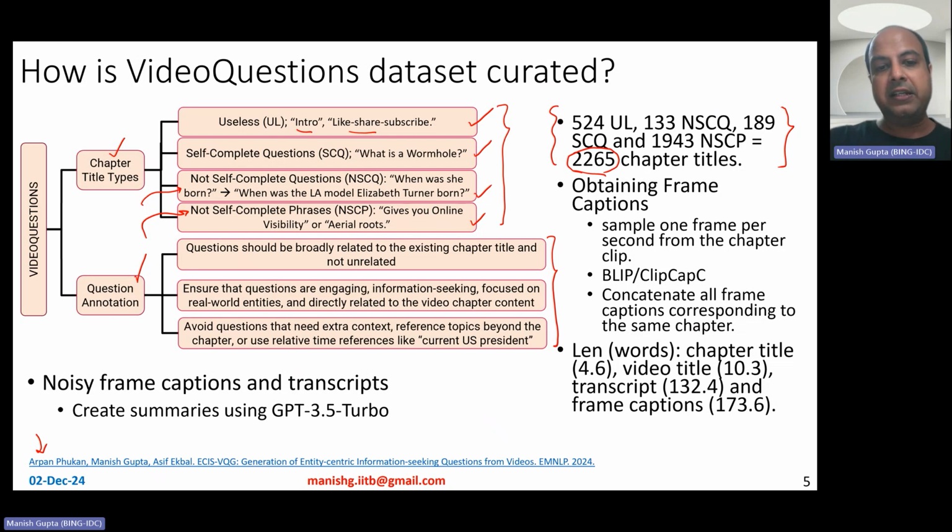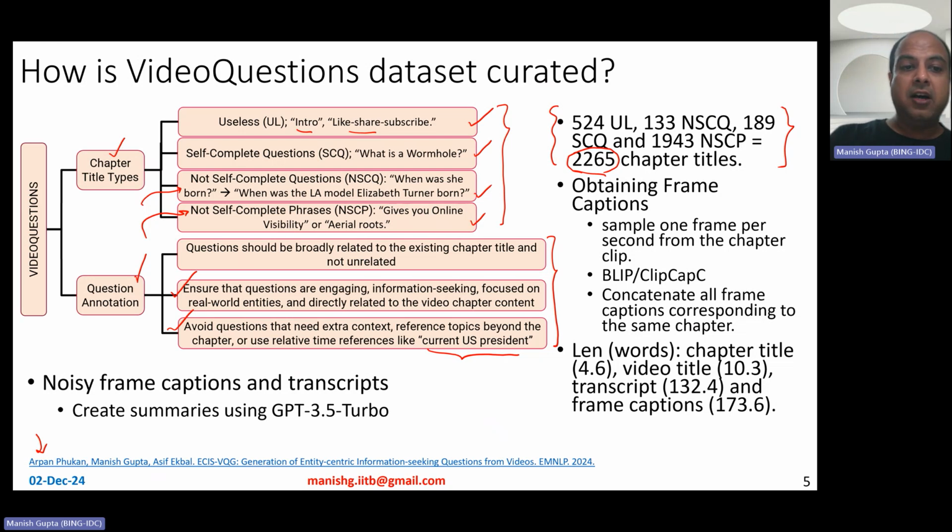Ensure that the questions are engaging, information seeking, focused on real world entities, and directly related to video chapter content. Of course, it has to be related to the content of the chapter itself, right? Avoid questions that need extra context, right? We told them specifically, don't leverage any extra knowledge or context that you have or reference topics beyond the chapter, or use relative time references like "the current US president," because otherwise the information becomes stale. And if information becomes stale, we can't really show it on Bing or Google in those PAA kind of interfaces, right? So that's that.